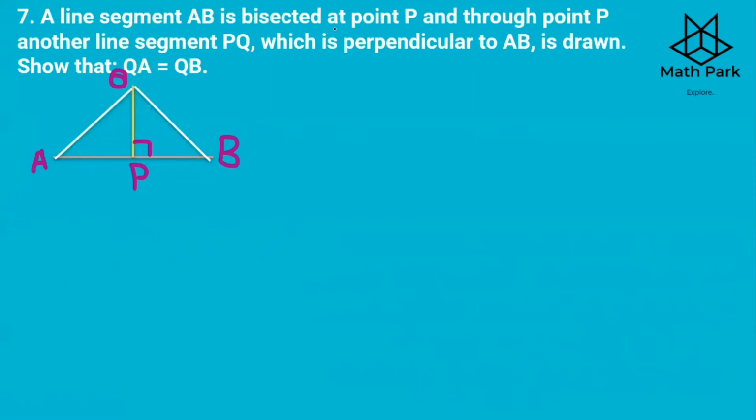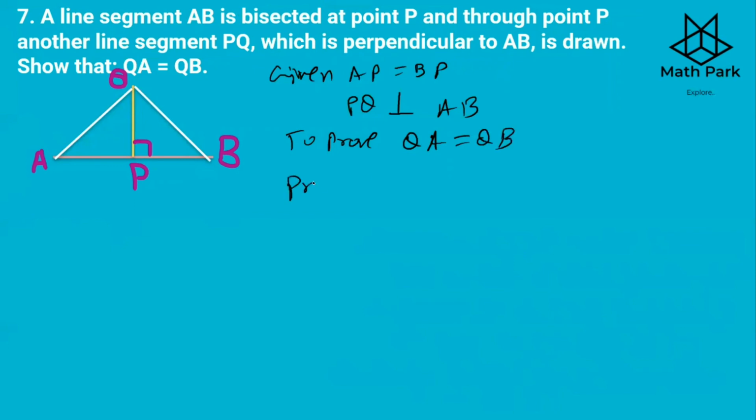bisected at point P. That means it is divided into two equal parts at point P. And also through P, a perpendicular PQ is drawn. So you are given AP is equal to BP, because P is the midpoint, and you are given PQ is perpendicular to AB. You have to prove QA is equal to QB.